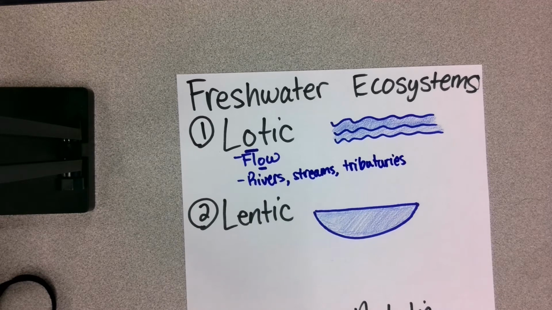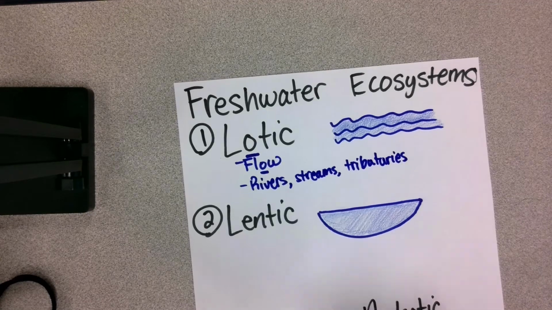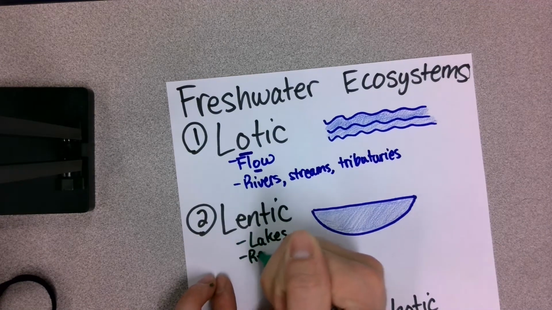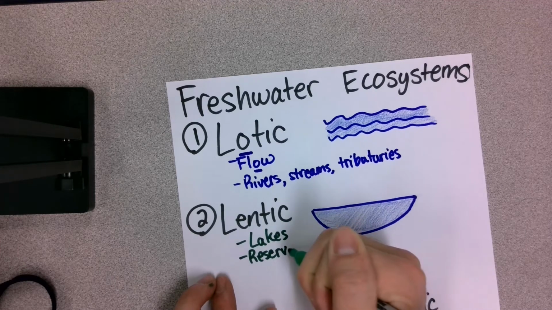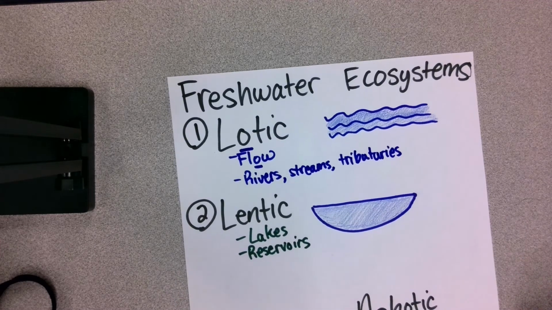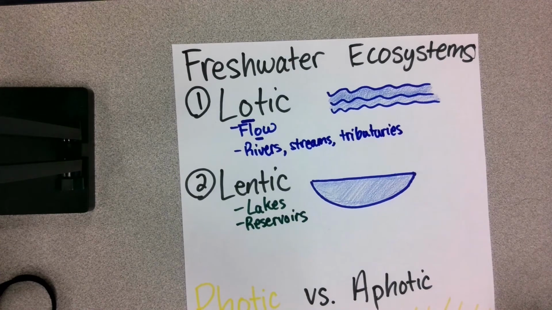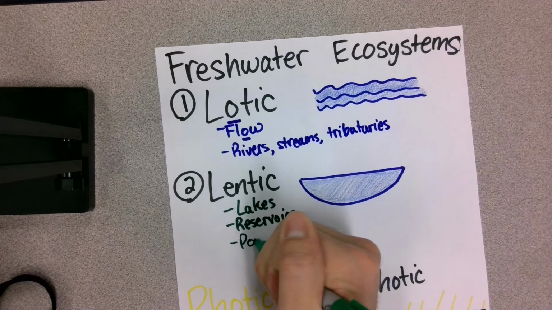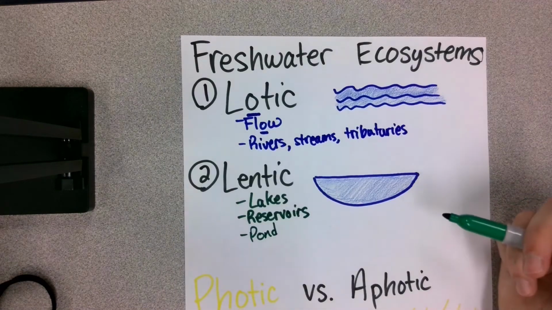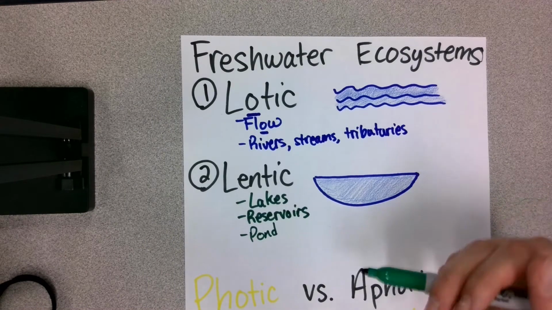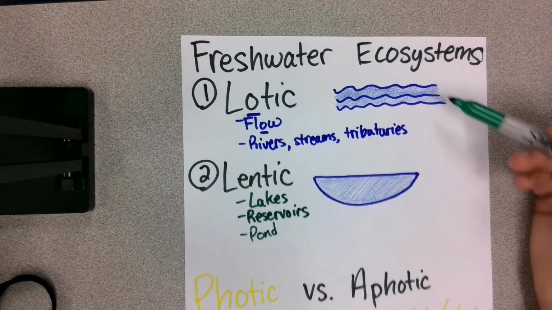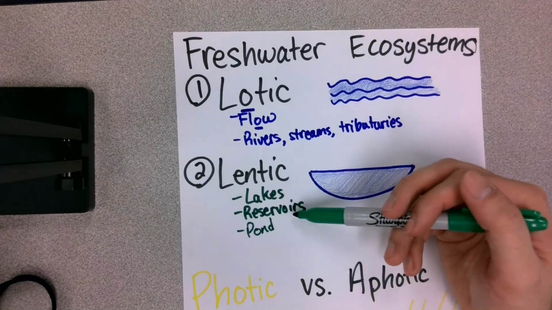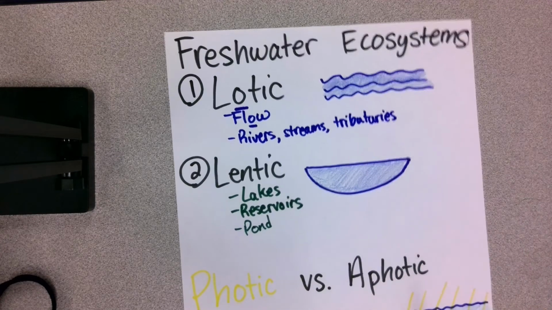Lentic, on the other hand, these are things like lakes, reservoirs. Okay, so things that you wouldn't think of as flowing. Alright, they're usually kind of like a pond. Anything that is stationary, and stationary just means that it doesn't flow. Alright, so I drew these two pictures. This one is flowing, this one here is not. Alright, so lakes, reservoirs, and ponds are examples of things that do not flow.